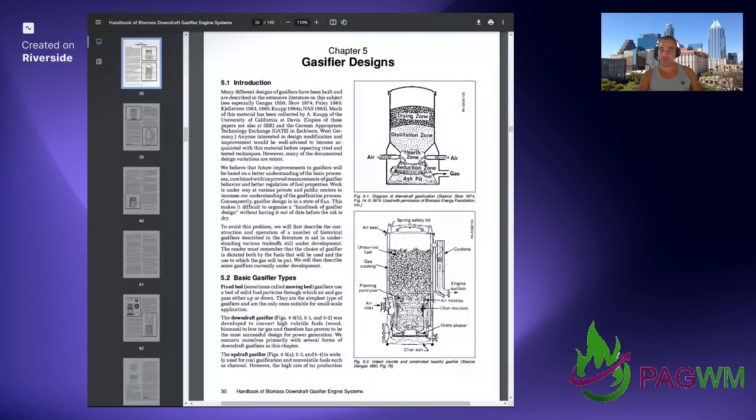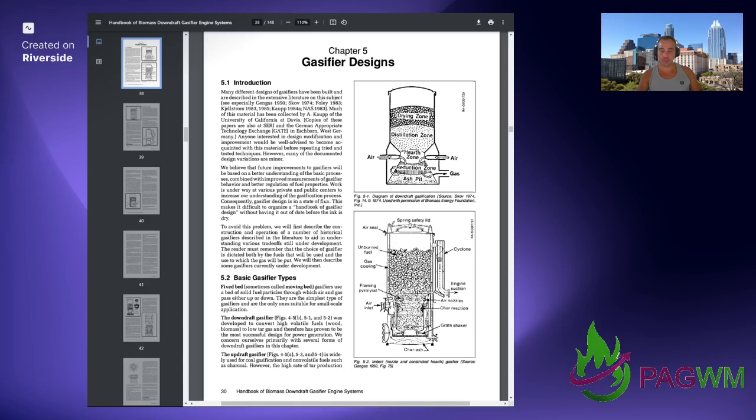We believe that future improvements to gasifiers will be based on a better understanding of the basic processes combined with improved measures of gasifier behavior and better regulation of fuel properties. Work is underway at various private and public centers to increase our understanding of the gasification process. Consequently, gasifier design is in a state of flux.